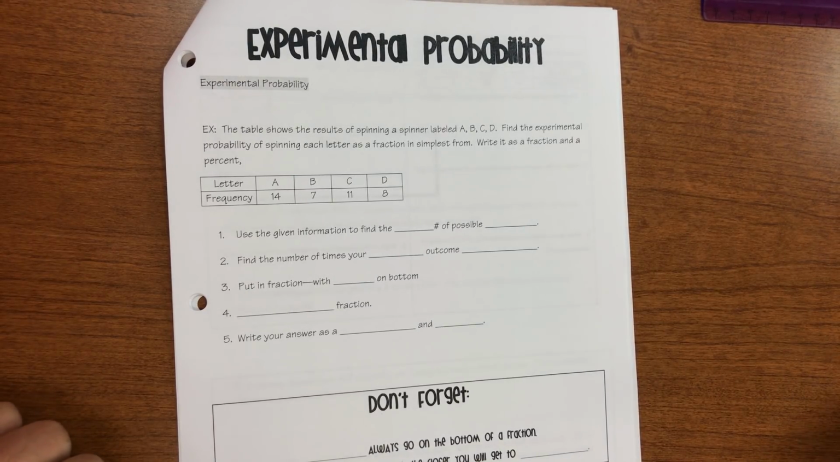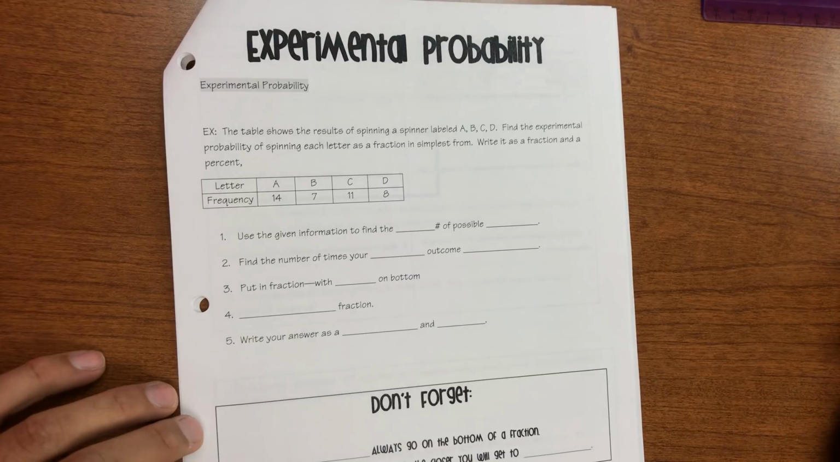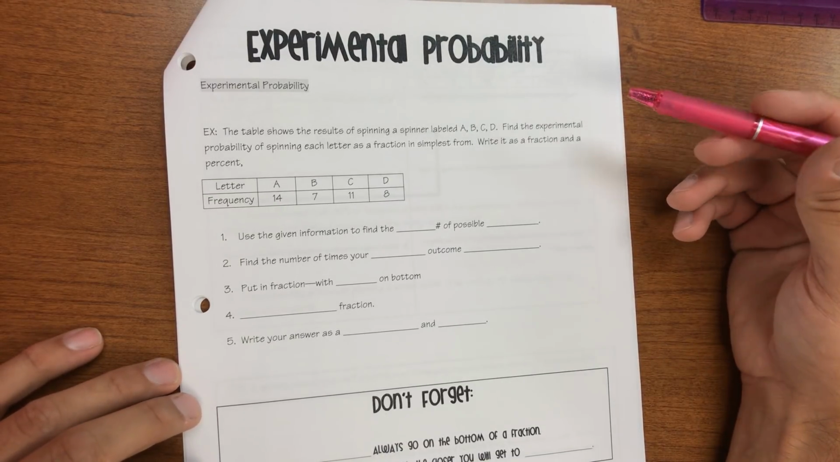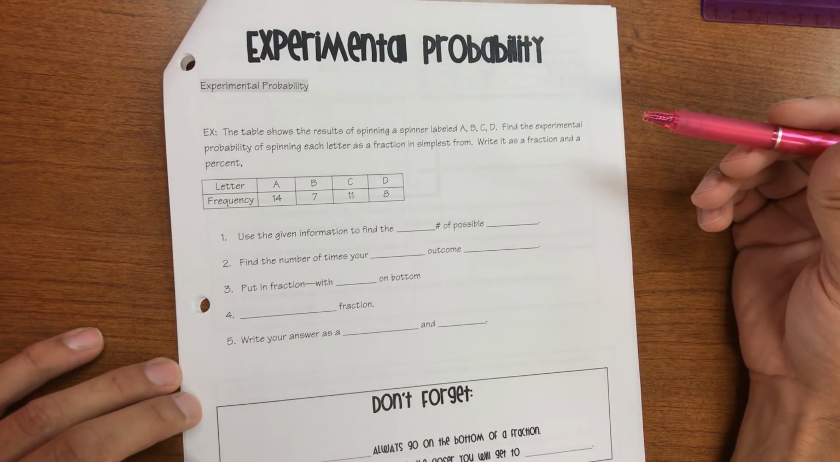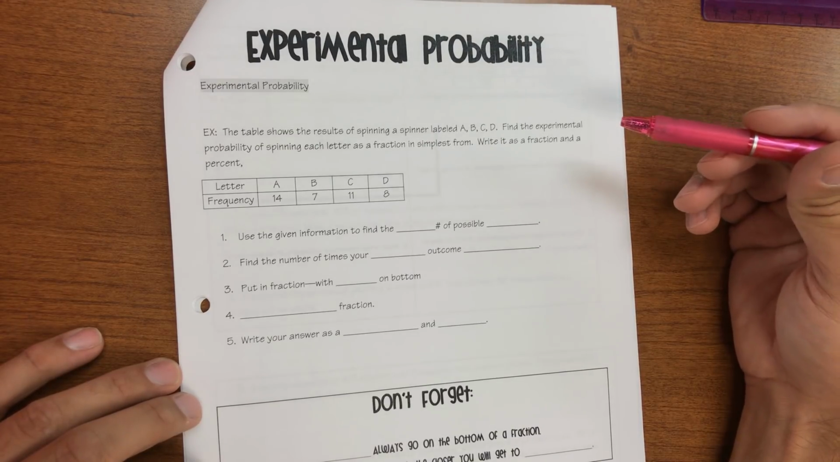All right, we talked about experimental probability yesterday just a little bit. Today we're going to go in a little bit more detail and hopefully get you to your work pretty quickly. Experimental probability is a little bit different than theoretical, because theoretical was what should happen. Experimental probability, the easiest way to look at it is what has actually happened.